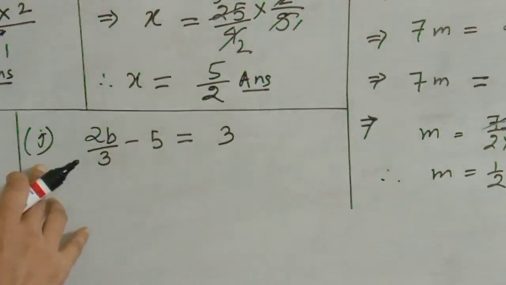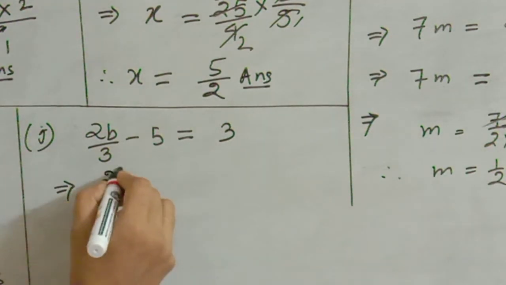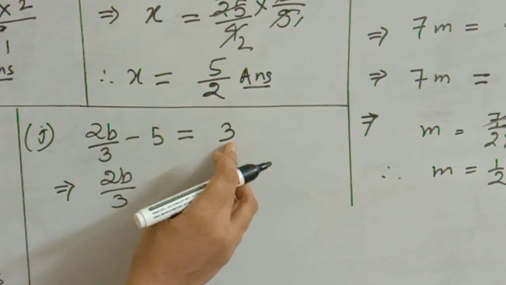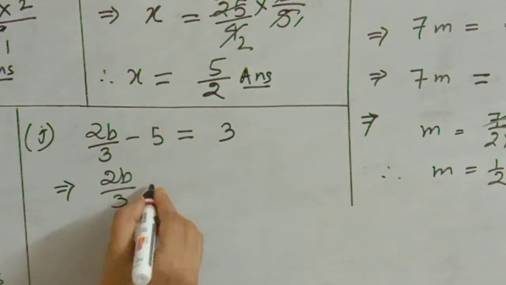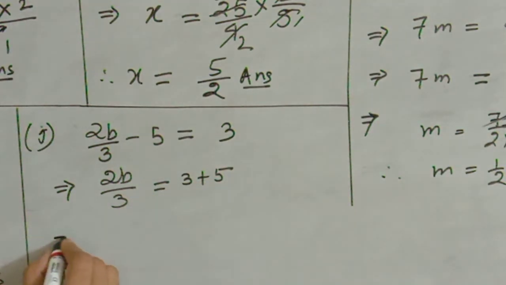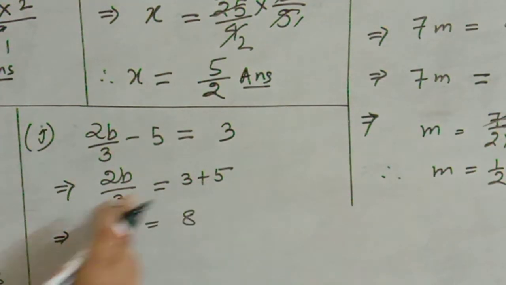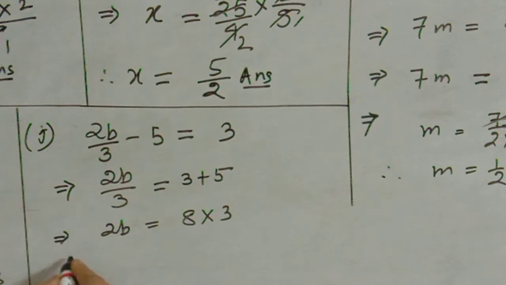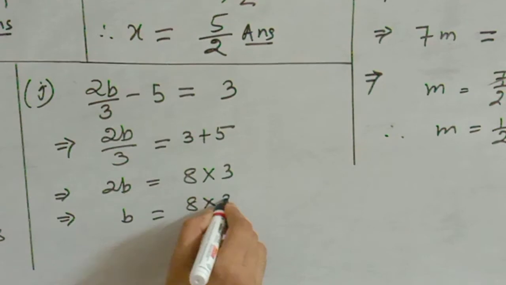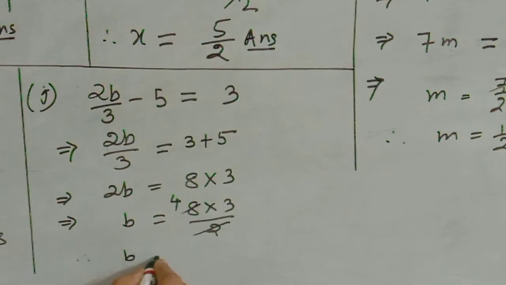Last sum of this number 1, it is J. 2b by 3 minus 5 is equal to 3. Now 2b by 3 is equal to, transposing 5 to the right side, 3 plus 5. 2b is equal to 8. Then 3 will go to multiply on the right side. And b, 2 was multiplied here. So 8 into 3 by 2. Cancel it. Therefore b is equal to 12.